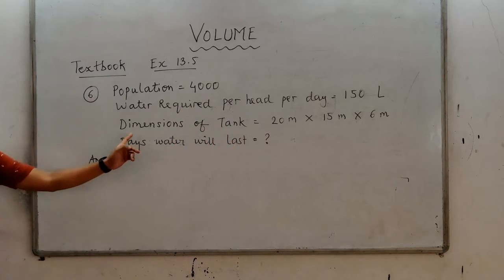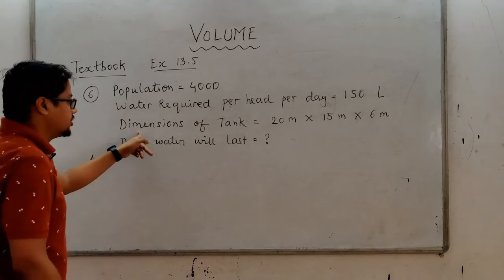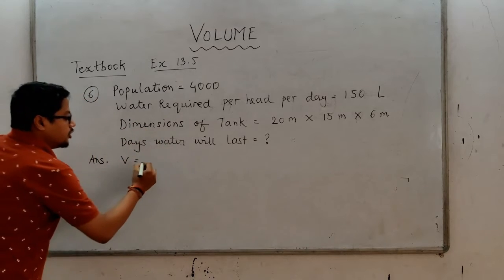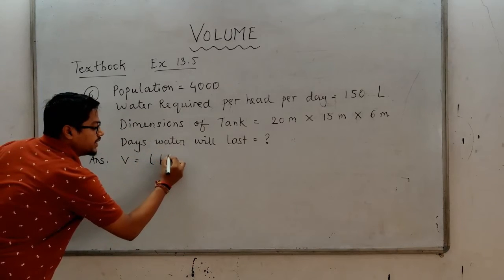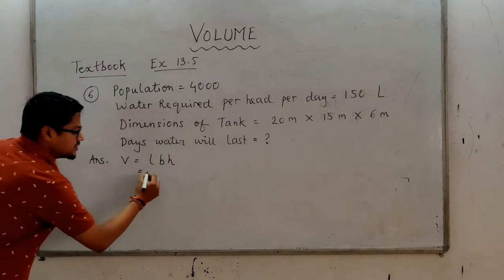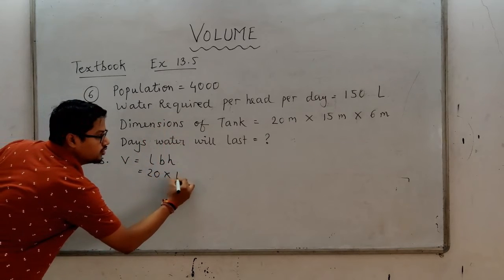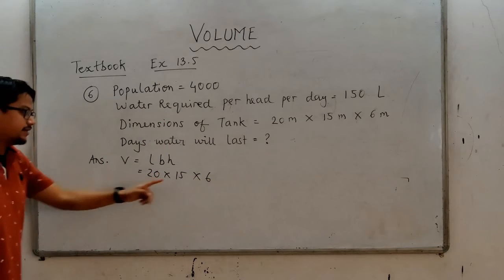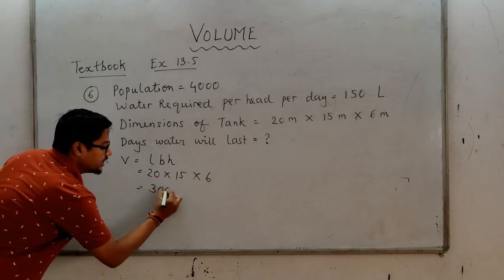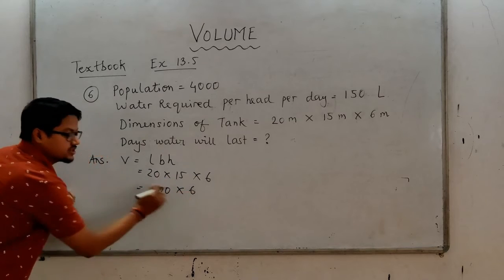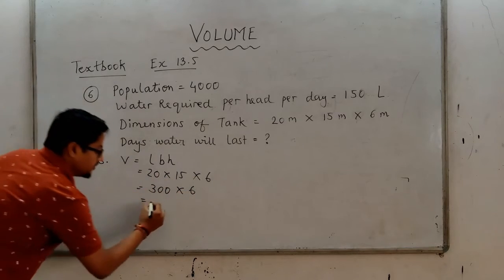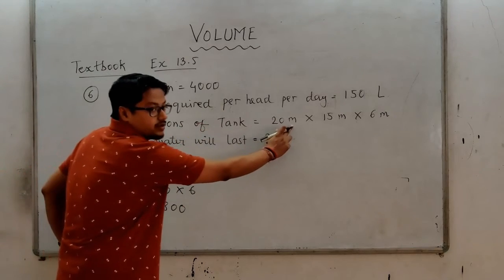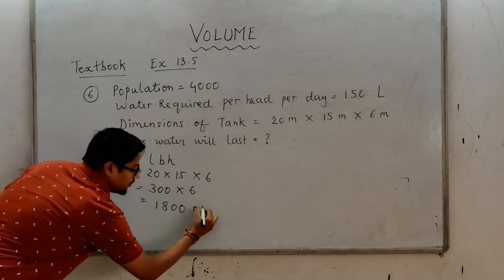Now, let us first of all find out the volume of this water tank that is available. Because we know that this water tank is in the shape of a cuboid, the volume formula will be L into B into H. So putting up the values, that will be 20 into 15 into 6. Now 15 into 20 will be 300, into 6. 6 threes are 18, so 6 into 300 will be 1800. What was the unit given in the question? Meter. So this will be meter cube.